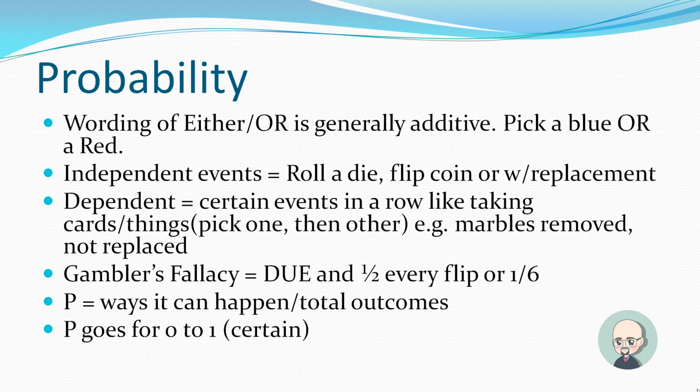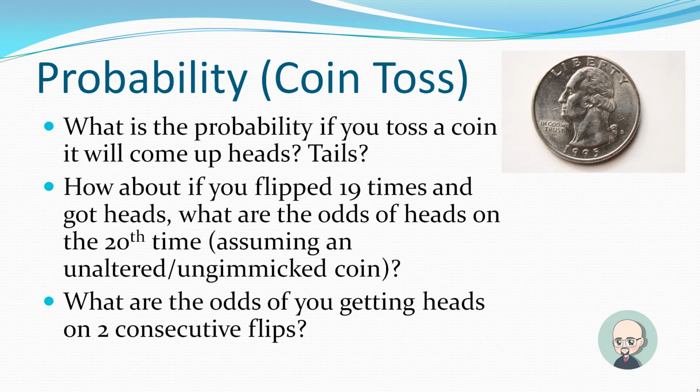It's not guaranteed. When I use the letter P, it's for probability. It's the ways something can happen over the total outcomes. P goes from 0 to 1. Okay, it can also be put into a percentage. And you think the same way in terms of the decimal. So 0.3, 30% chance. 1, that's certain, 100% chance. 0, 0% chance. Okay? So what's the probability if you toss a coin, it will come up heads?